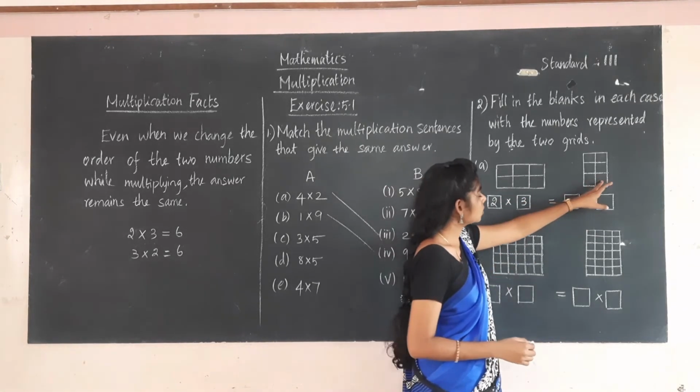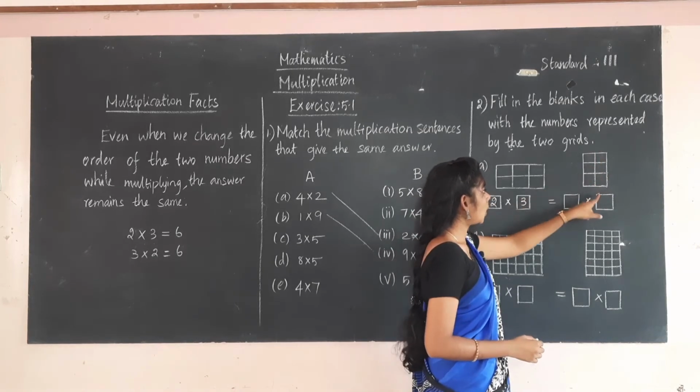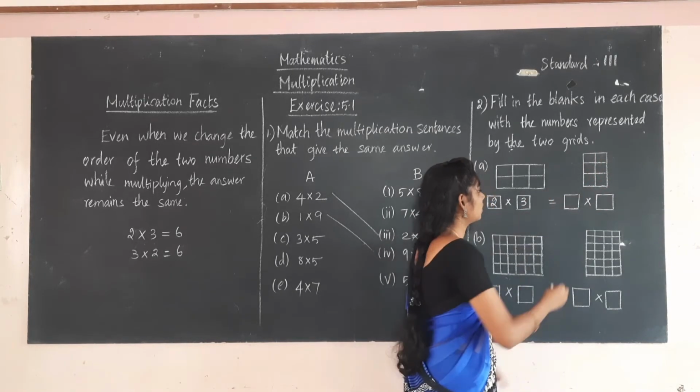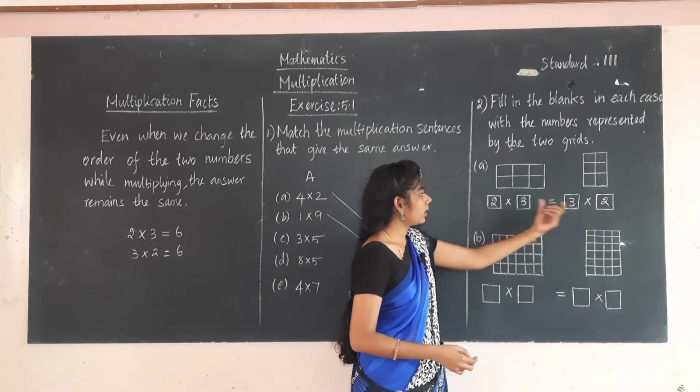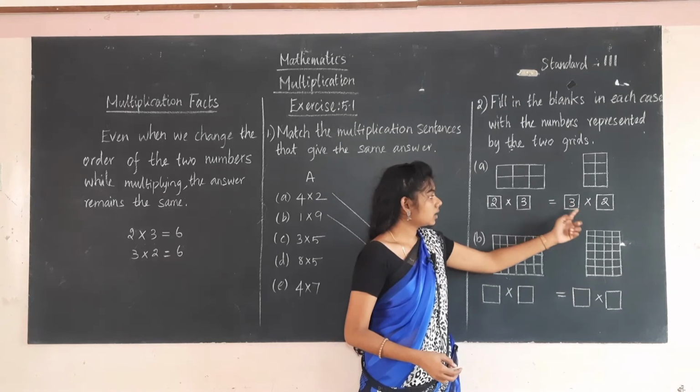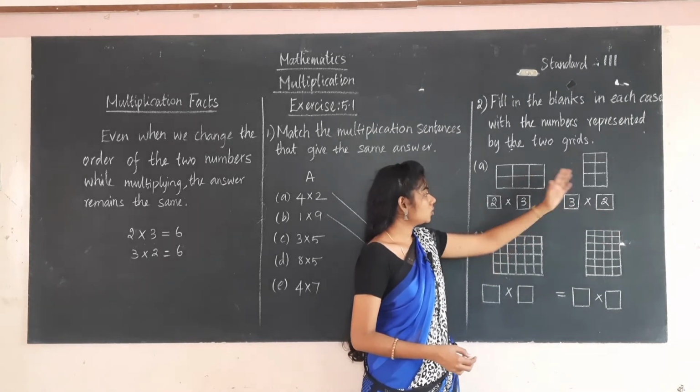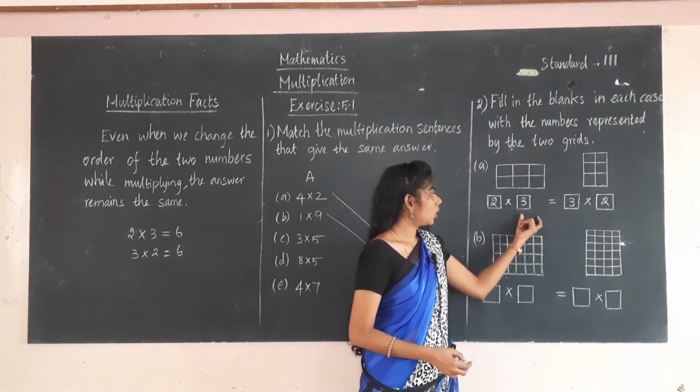Now see the other grid. Here there are 2 columns and 3 rows. So you can write it as 3 into 2, which is the same thing. The numbers have only changed. Here 2 into 3 and here 3 into 2. So according to the grid we have filled the boxes given here.